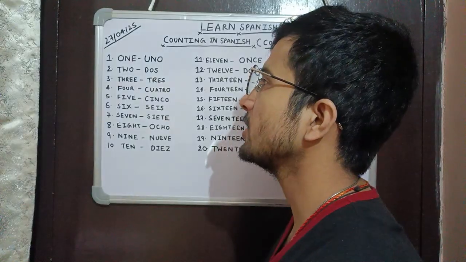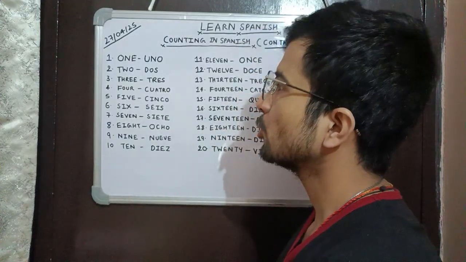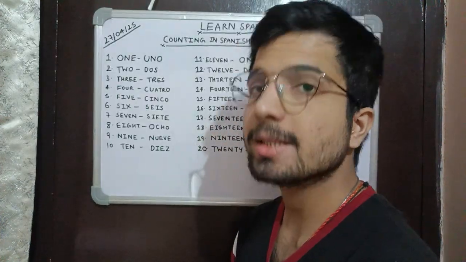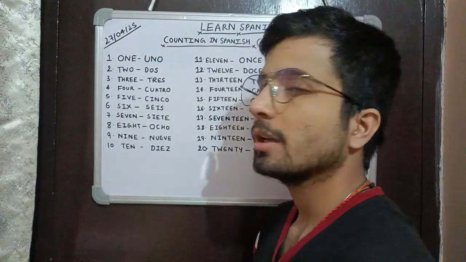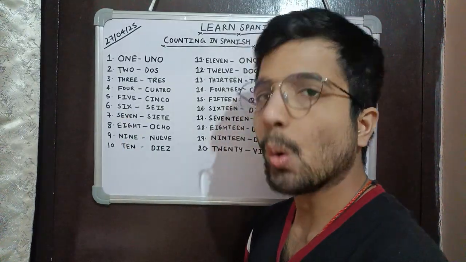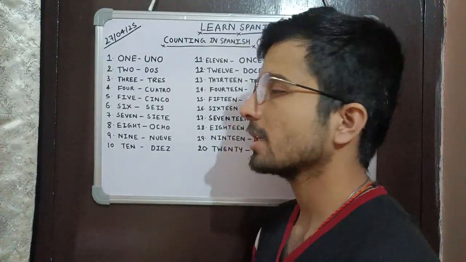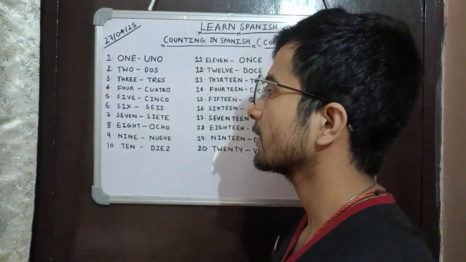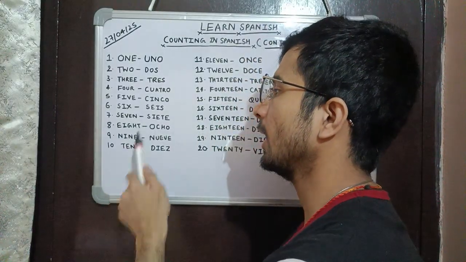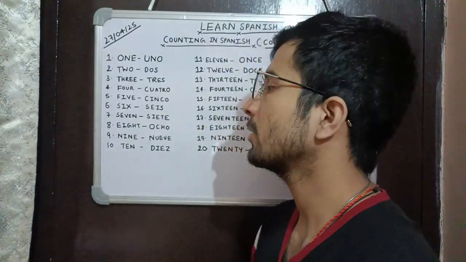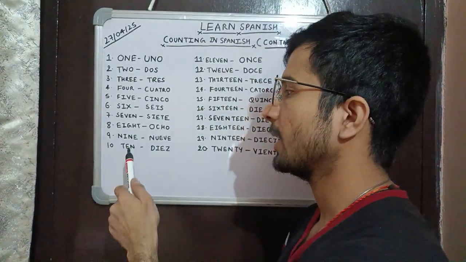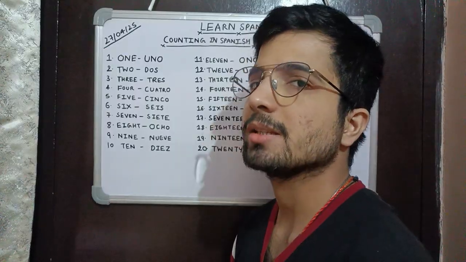One, we say in Spanish, uno. Two, dos. Three, tres. Four, cuatro. Five, cinco. Six, seis. Seven, siete. Eight, ocho. Nine, nueve. 10, diez.